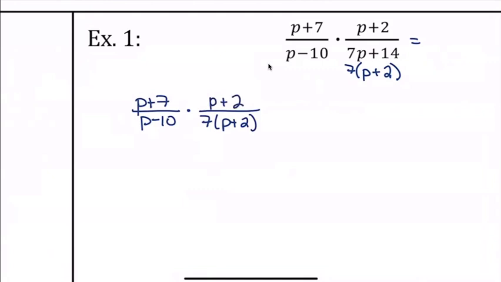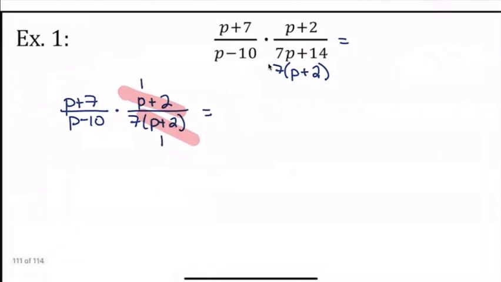There we go. We can also keep it like that. And then we're just going to cancel out anything that's on the top and the bottom. So if you look at this second one, we both have a p plus 2 right there. Remember, anything divided by itself is 1. So on the top, I have p plus 7 times 1, so it would be p plus 7. And on the bottom, I have p minus 10 times 7, so that would just be 7 times p minus 10.